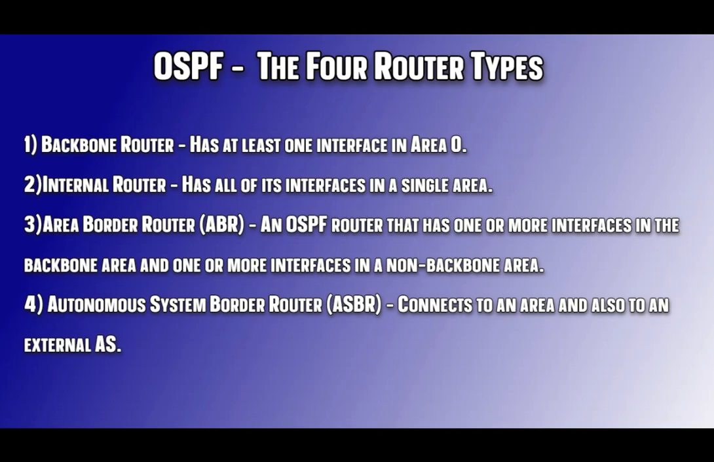OSPF has 4 router types. The backbone router. It has at least one interface in the area 0 or backbone area. The internal router. It has all of its interfaces in a single area. The ABR or area border router. It has at least one interface in the backbone area and at least one interface in a non-backbone area. And the ASBR or autonomous system border router. It connects to an area as well as an external autonomous system.